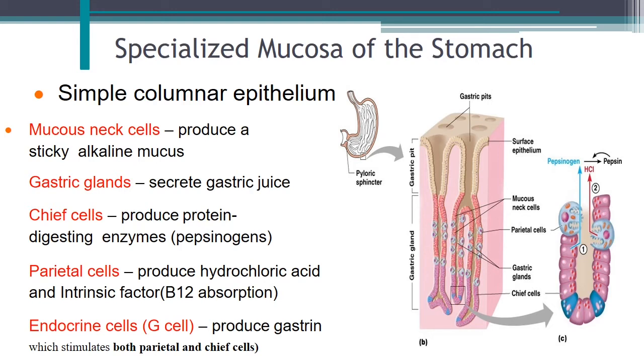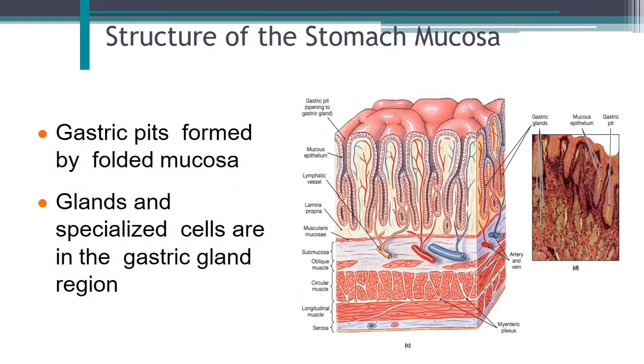Then the parietal cells that produce hydrochloric acid and intrinsic factor, which is helpful for vitamin B12 absorption. Then the endocrine cell, or we can say the G cell, which produces gastrin. Gastrin is very helpful, as it stimulates both parietal and chief cells. So this is all about the cells that are available in the mucosa of the stomach.